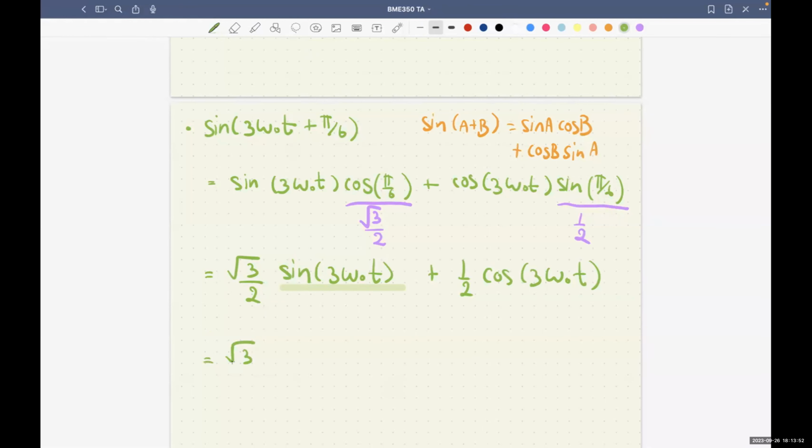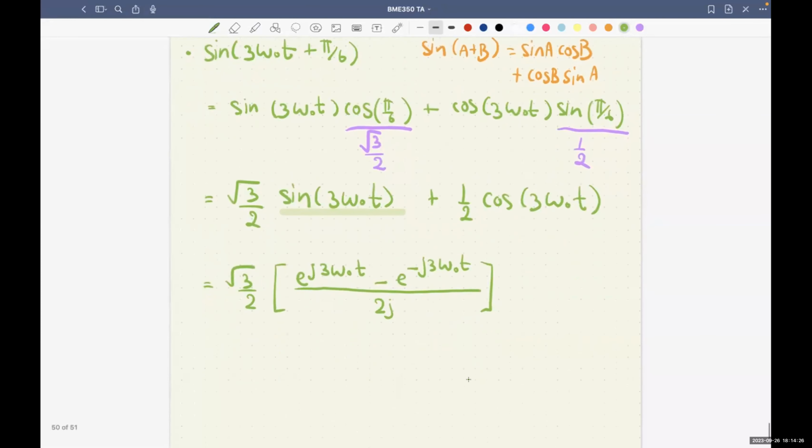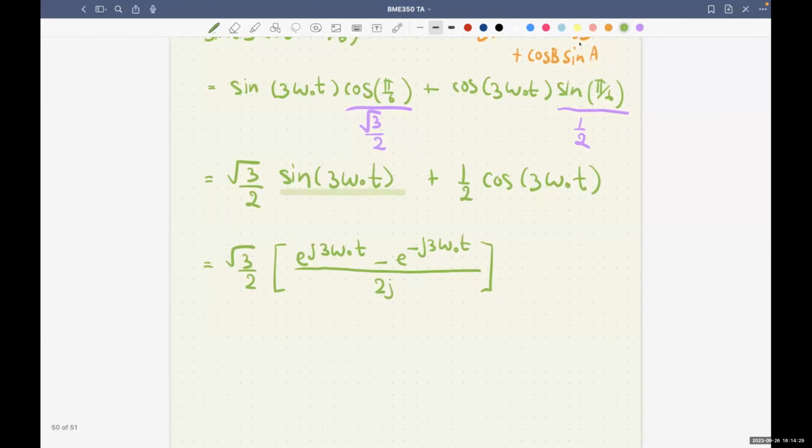When we put that in Euler form, we're gonna get sine 3 omega naught t as e to the j 3 omega naught t minus e to the negative j 3 omega naught t over 2j. And that is this first term.